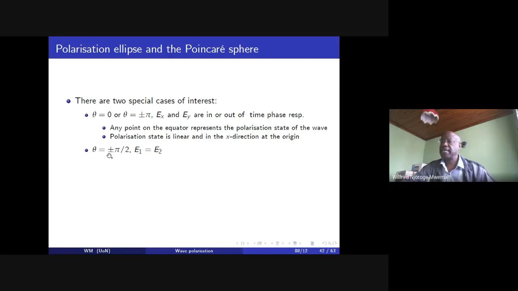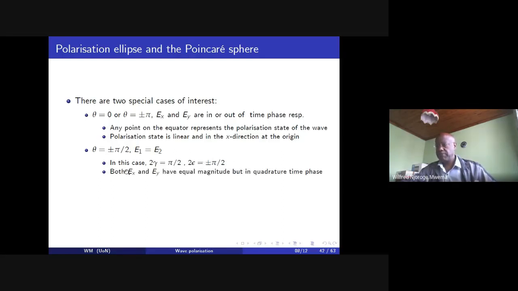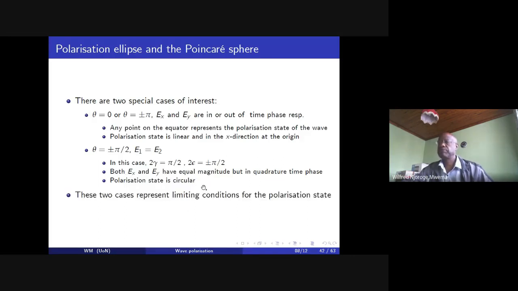And when theta is equal to plus or minus 90 degrees and E1 equal to E2, we'll have twice gamma equal to pi by 2 or 90 degrees, twice epsilon equal to plus or minus pi by 2, and we have both EX and EY with equal magnitude, but they'll be in quadrature time phase. Therefore, the polarization state will be circular.